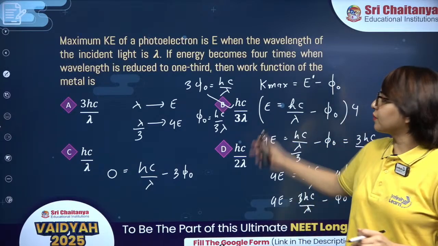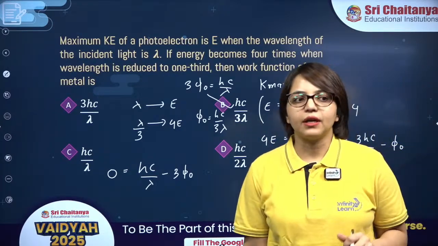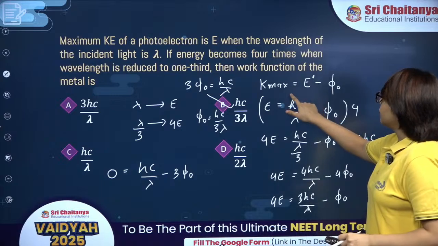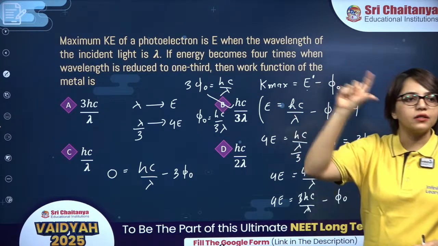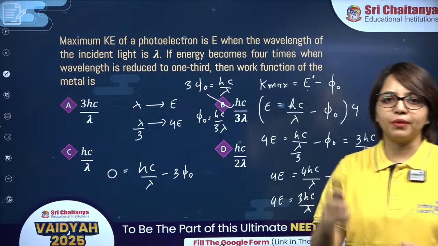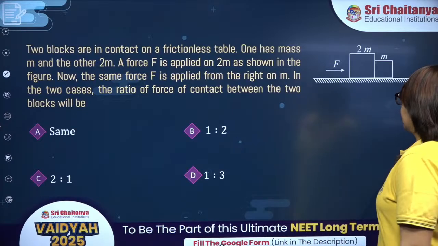So these types of questions you will be getting in the NEET exam, beta. This equation is very important for us. Kinetic energy maximum is equal to energy of the photon minus work function. Okay, please remember it.